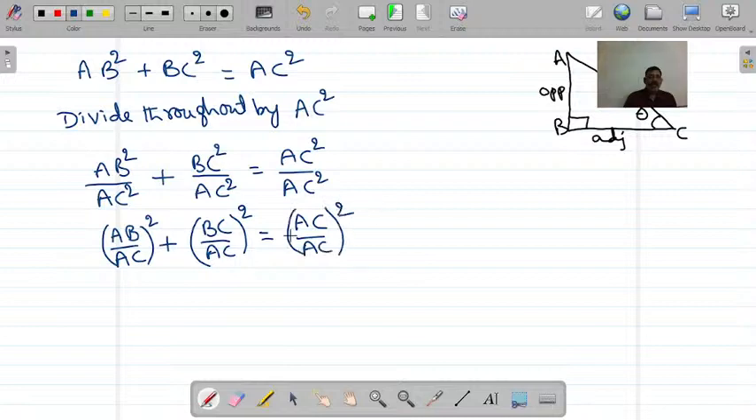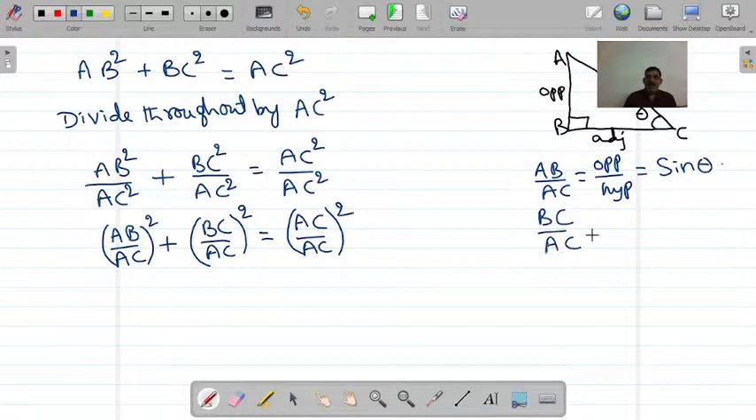Now you observe what is AB by AC? AB is opposite. AC is hypotenuse. What is opposite by hypotenuse? We know that it is sine theta. Likewise, what is BC by AC? BC is adjacent and AC is hypotenuse. So we can observe it is cos theta. Now simply we can replace AB by AC with sine theta and BC by AC with cos theta.